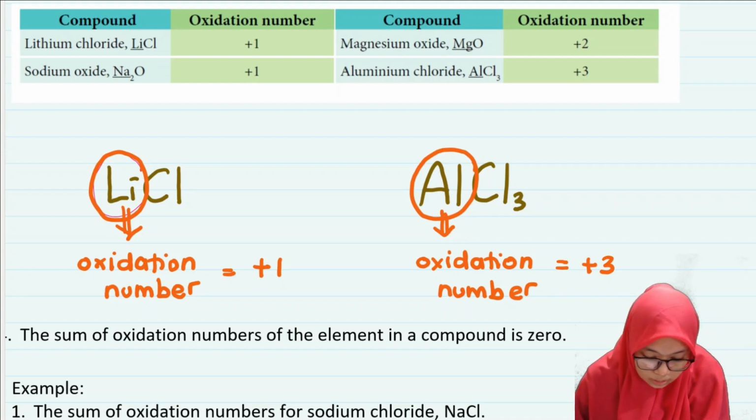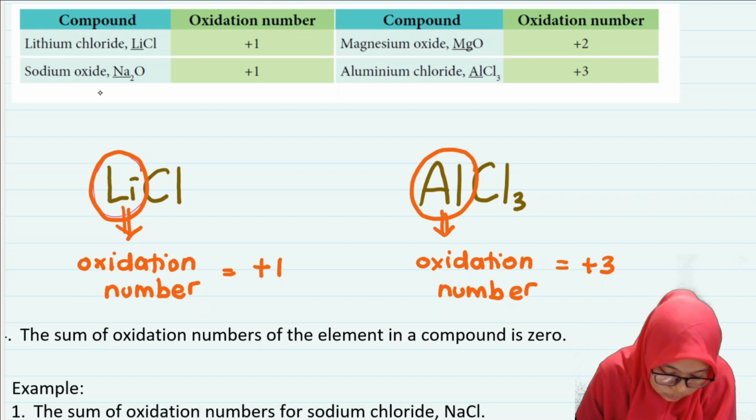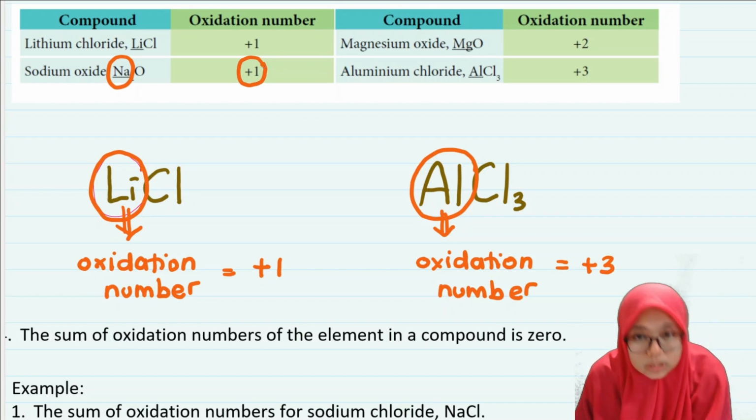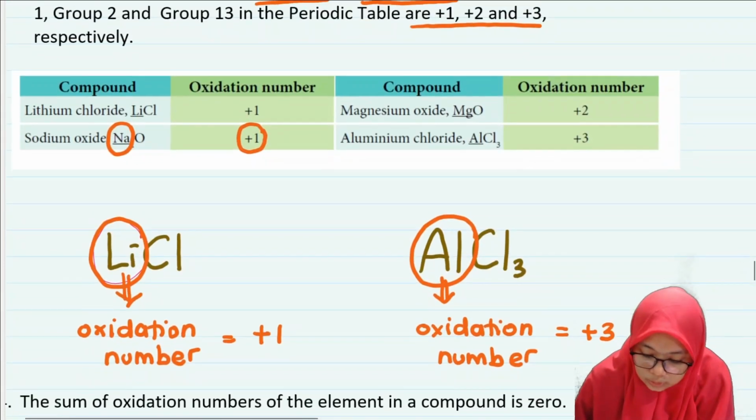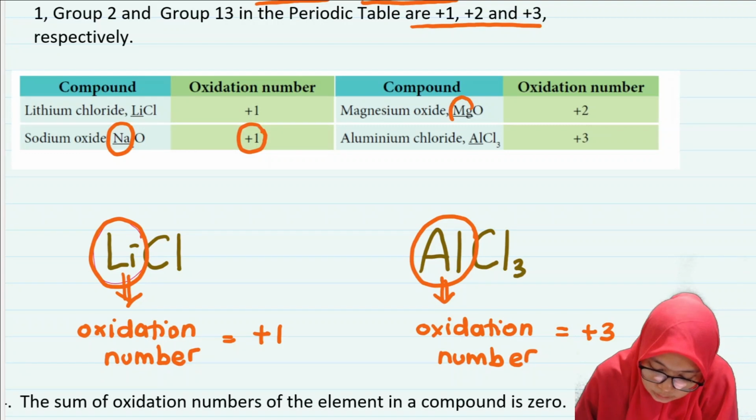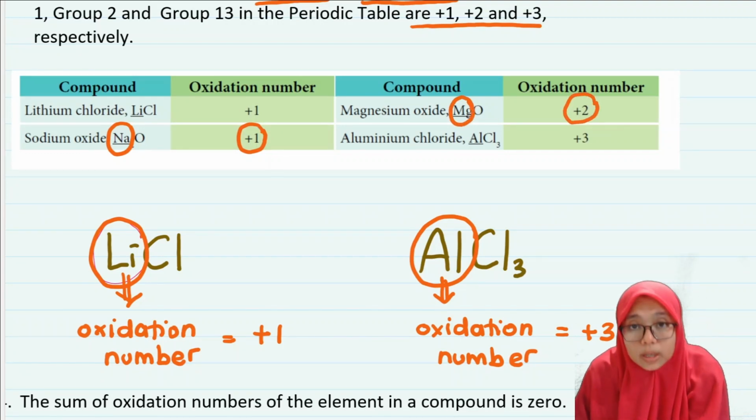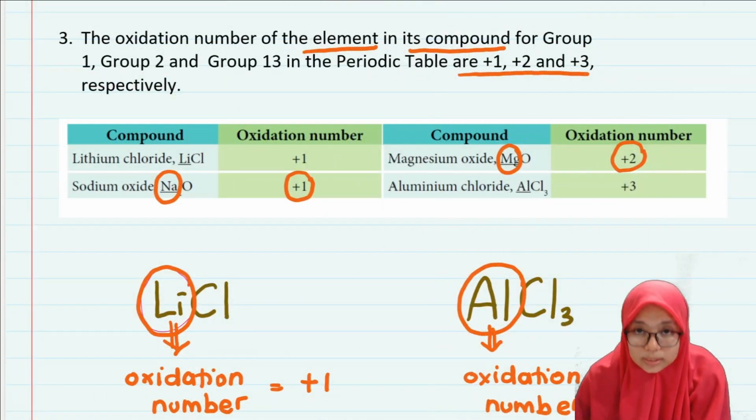Okay, so same as the other example, you have sodium oxide. Sodium is in group 1. So the oxidation number for sodium is positive 1. And then you have magnesium. Magnesium is group 2. So the oxidation number for magnesium is positive 2. And that is the third rule: how do you recognize the oxidation number for an element?